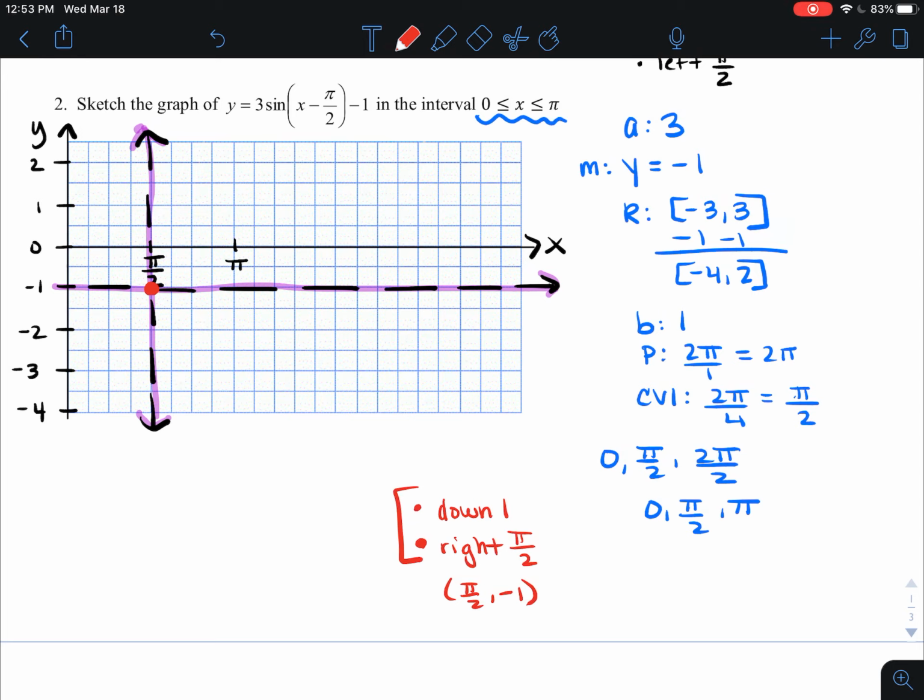Now, there's no reflection, so that means sine would go up to its maximum at its next critical value. So its maximum is up here at 2, so I'm going to plot that. Now, I don't go beyond that because of my domain stopping at pi, but I do have to go to the left of this point since my domain starts at 0.